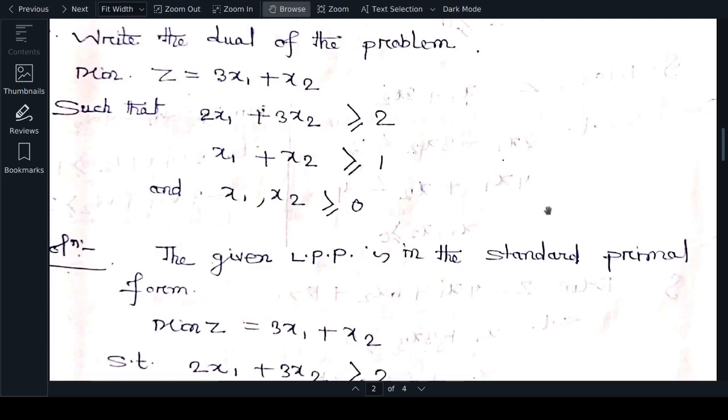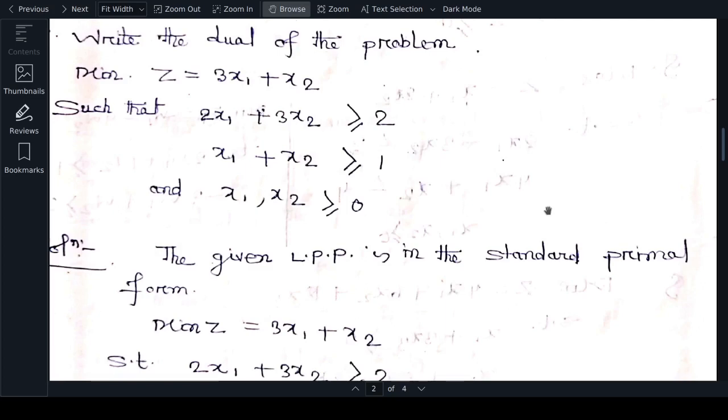First, you check what our objective function is. Sometimes in your exam it is given as z with a suffix p, so you should not be confused. P means primal, and zd means dual. So zp denotes the primal and zd denotes the dual. First you see our objective function. Our objective function is minimization.